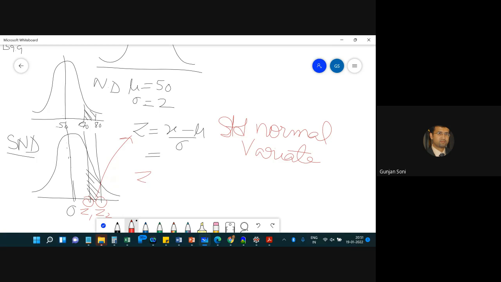So Z1 will be X minus mu, that is X is 70 minus mu is 50, divided by sigma. We'll take it as 20 for convenience only. So this Z1 will be 1 and Z2 will be 80 minus 50 by 20. So it's coming out as 1.5. Getting it? So we now look into it now.